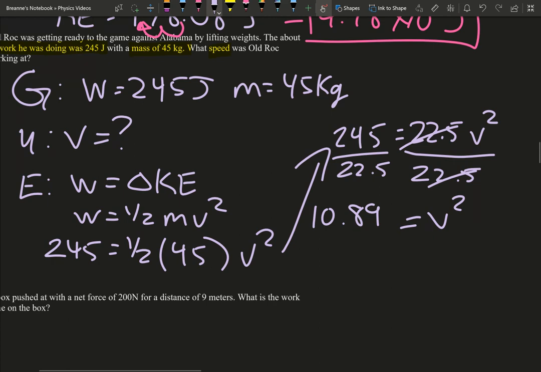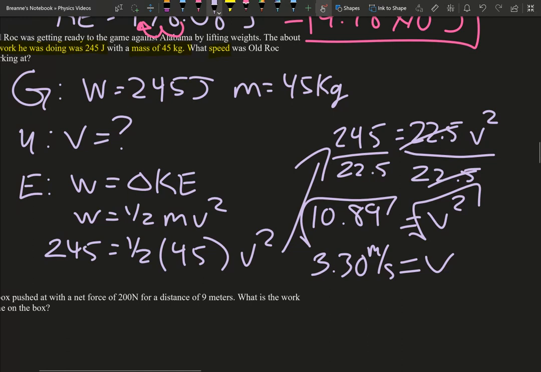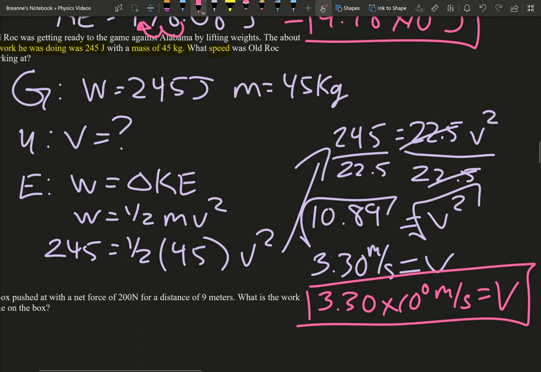It's okay. Now we need to get rid of that squared. The opposite of squared is a square root. And so you just take the square root of your answer, and you should get about 3.3 meters per second. If I put that into scientific notation, oh look, we don't have to move the decimal at all. So it just becomes 3.30 times 10 to the 0 meters per second. There we go.